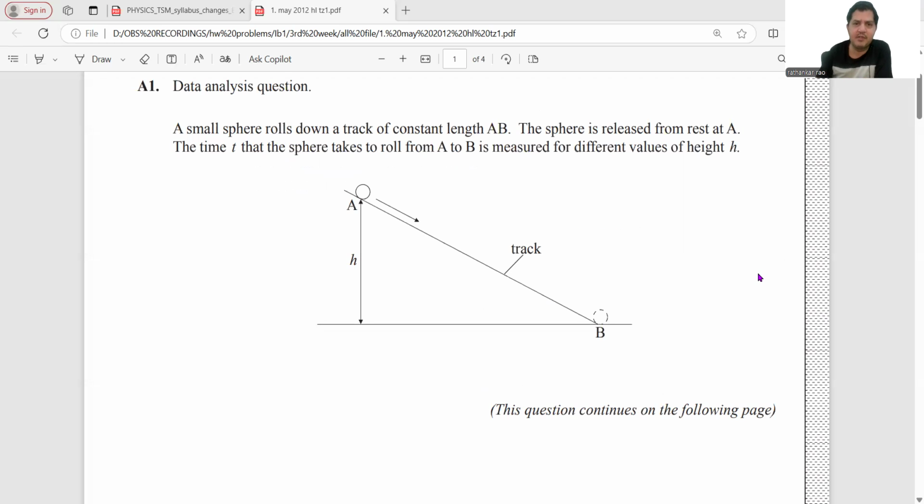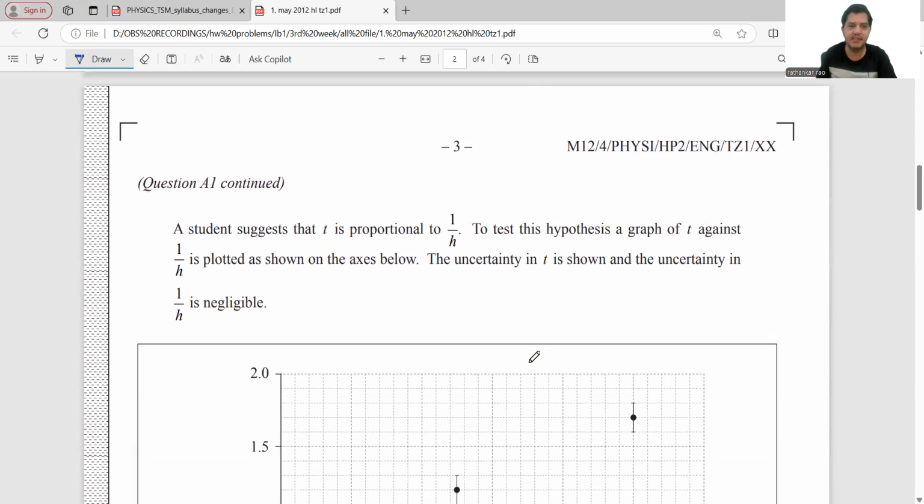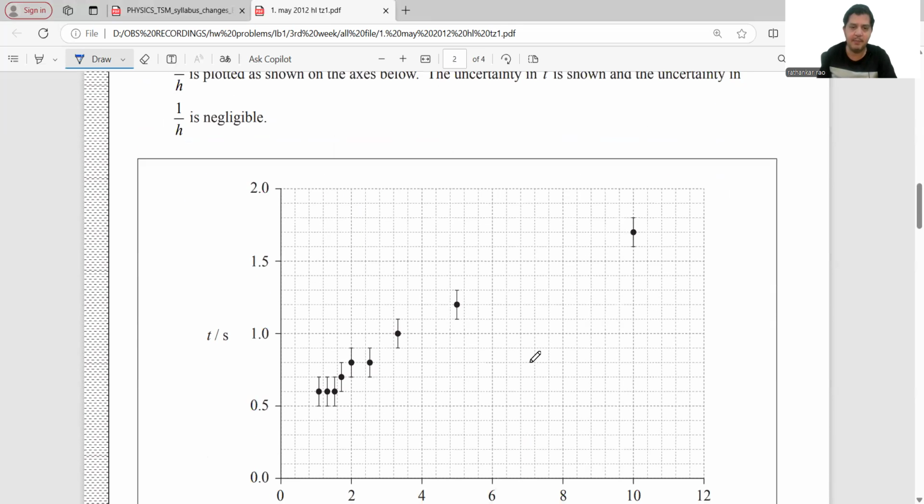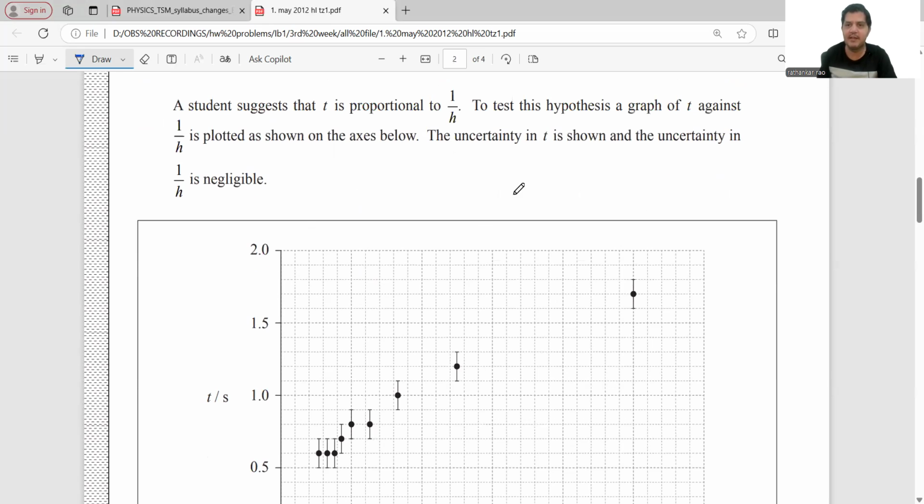A small sphere rolls down a track of constant length AB. The sphere is released from rest at A. The time t that the sphere takes to roll from A to B is measured for different values of the height h. So the sphere starts rolling from here to here. Next, a student suggested t is proportional to 1 by h. To test this hypothesis, a graph of t against 1 by h is plotted as shown on the axis below. The uncertainty in t is shown, and the uncertainty in 1 by h is negligible.